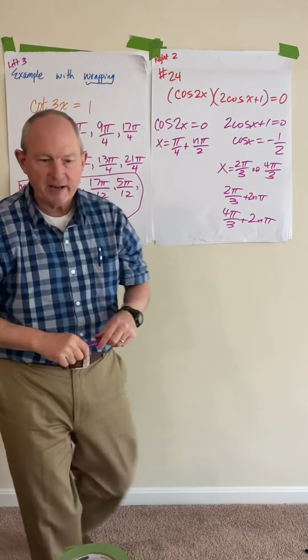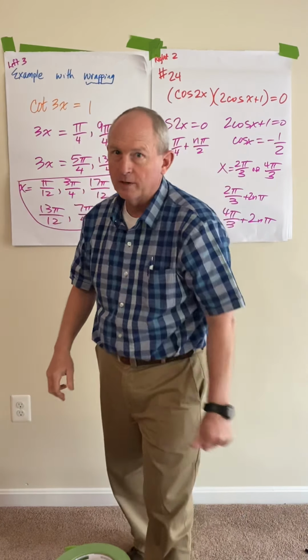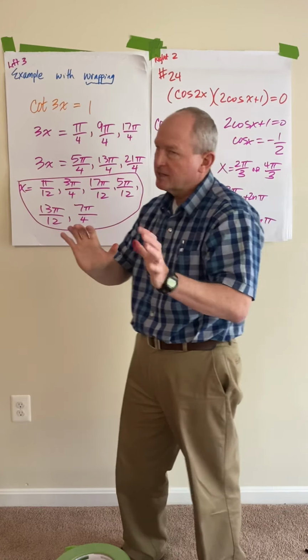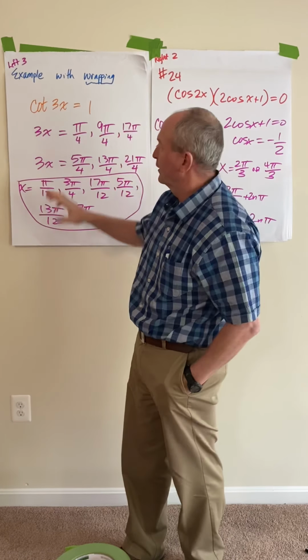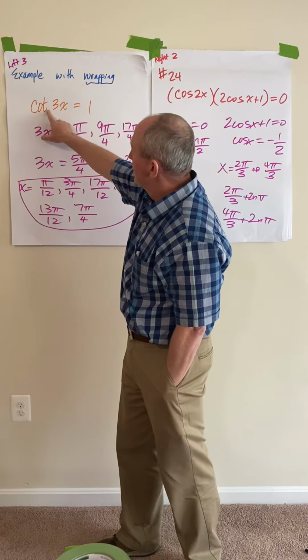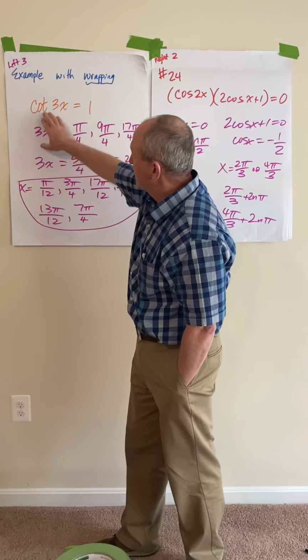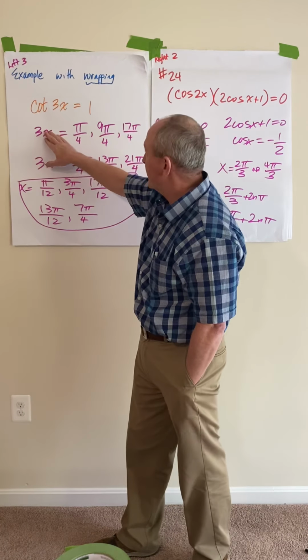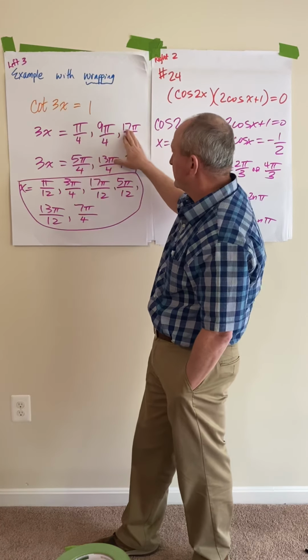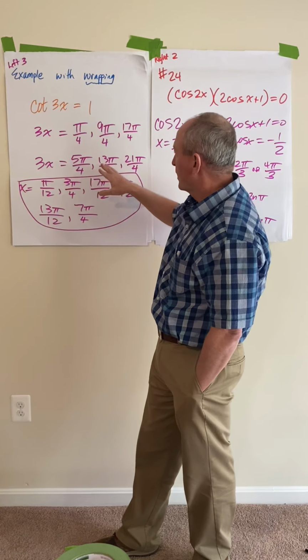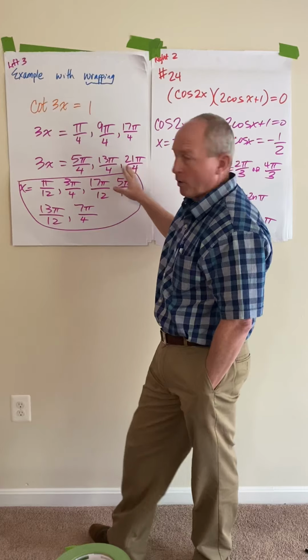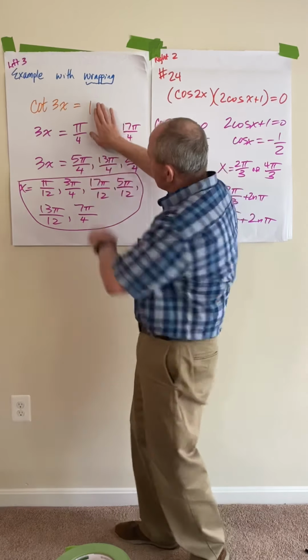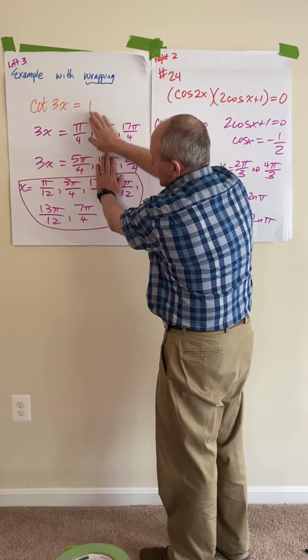Let me recap again what in the world we were doing on that problem. I know this is very confusing. It's a very hard topic to really get your mind wrapped around. We figured out that the cotangent of 3x equaled 1, then 3x would be equal to pi over 4, 9 pi over 4, 17 pi over 4, 5 pi over 4, 13 pi over 4, 21 pi over 4. Now let me back up a little bit. The easy answers are right here. Those are the easy answers.